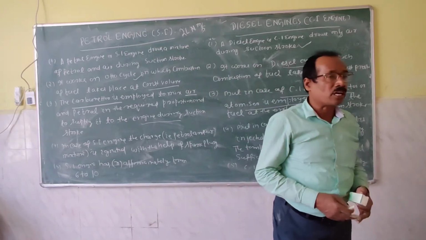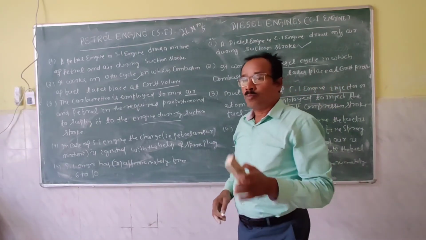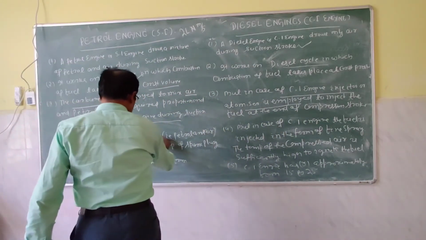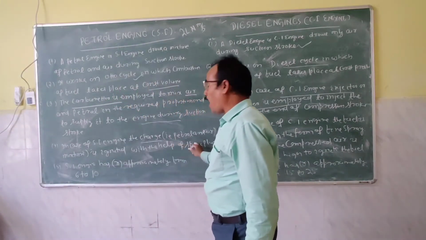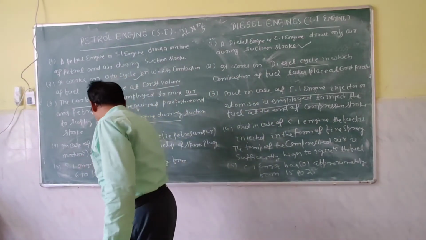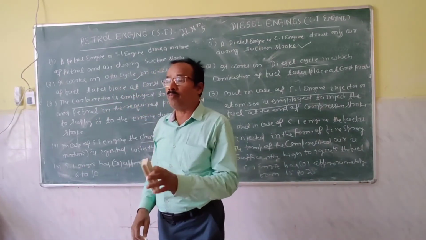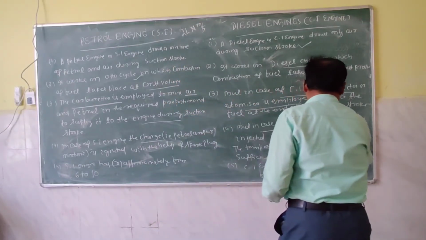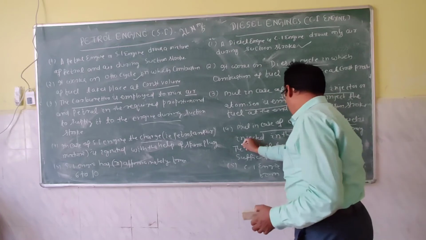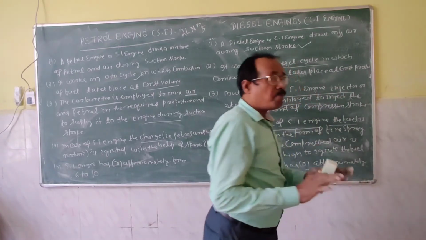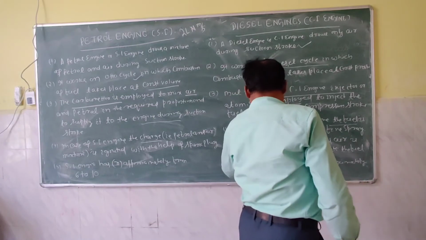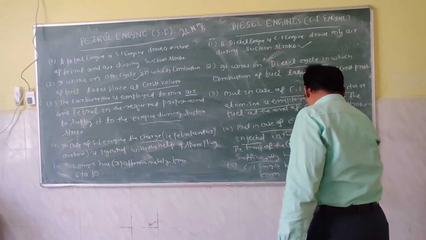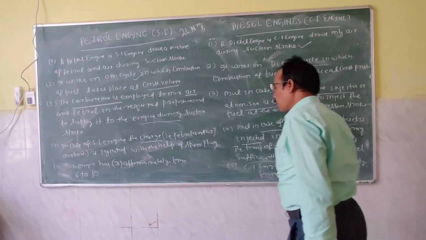end of compression stroke. Then fourth difference is, in case of SI engine, the charge, that means petrol and air mixture is ignited with the help of spark plug. But in case of diesel engine or CI engine, the fuel is injected in the form of fine spray. The temperature of the compressed air is sufficiently high to ignite the fuel.